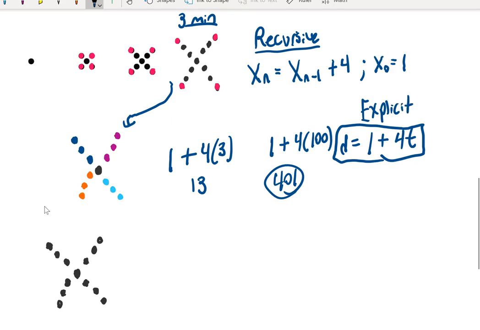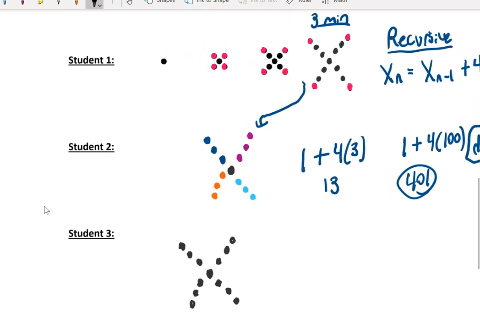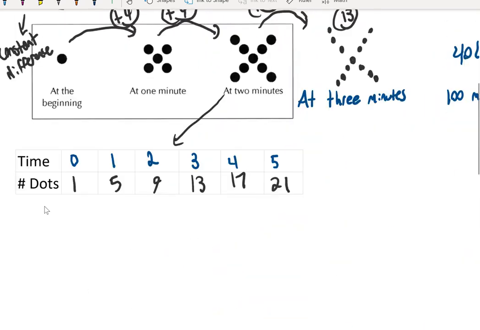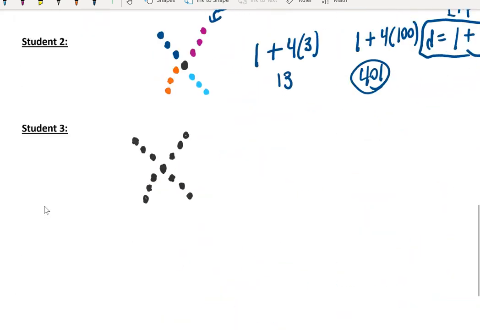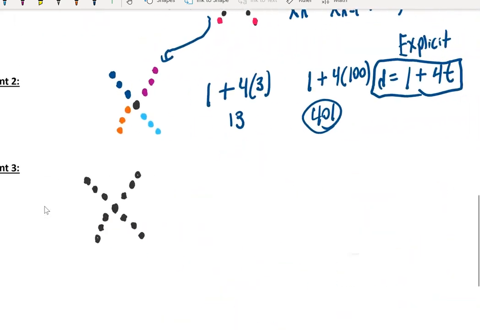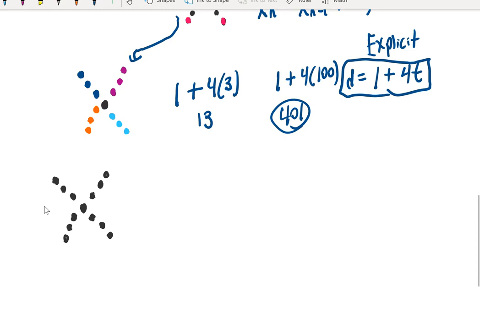So we have a recursive representation and explicit representation. Those are algebraic. We have the visual representation that we started with. So we're fulfilling our purpose of developing multiple representations of an arithmetic sequence. And so one third way I want to show you that students might think about this that connects to that explicit representation is this picture here.